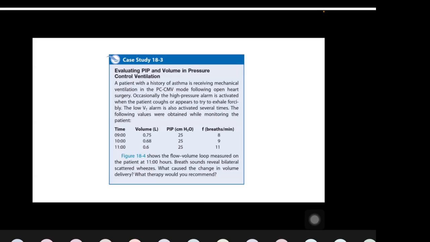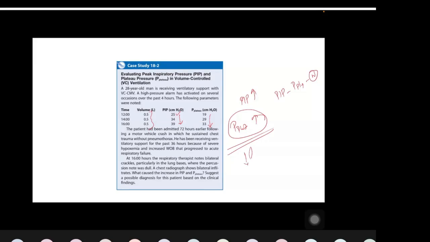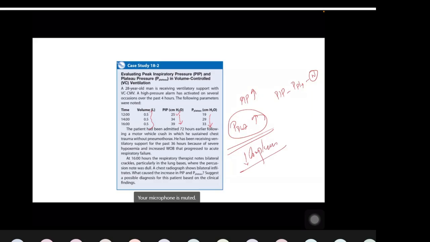So what we can identify here is that the tidal volume that we have set is 0.5, 500 ml. You can see that initially the peak inspiratory pressure was 25, but it gradually increased to 39. And on assessing, the plateau pressure has also increased. So we can see that here the peak inspiratory pressure has increased, the plateau pressure has increased, but the difference between peak inspiratory pressure and plateau pressure remains normal. So that means it's basically because of reduced compliance. So one possibility is pulmonary contusion leading to ARDS, or maybe a late onset pneumothorax.